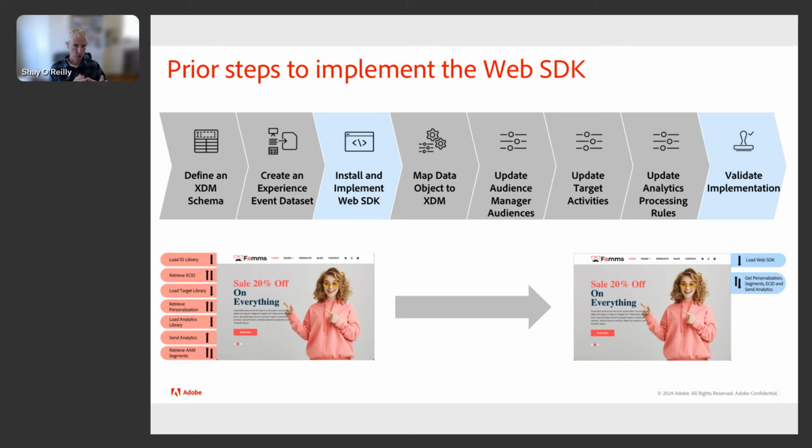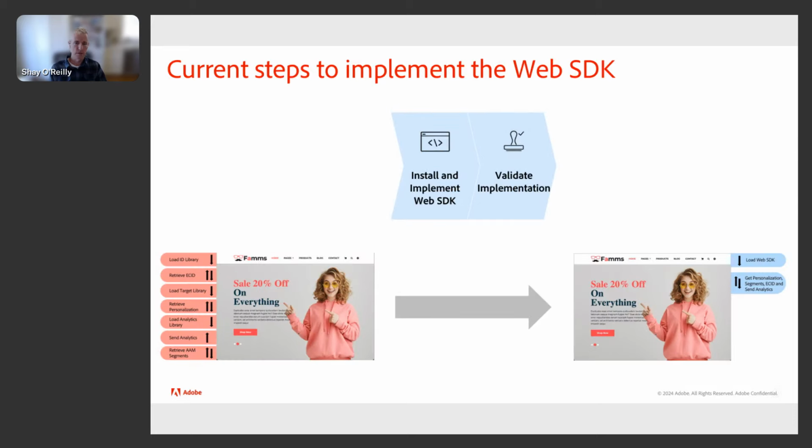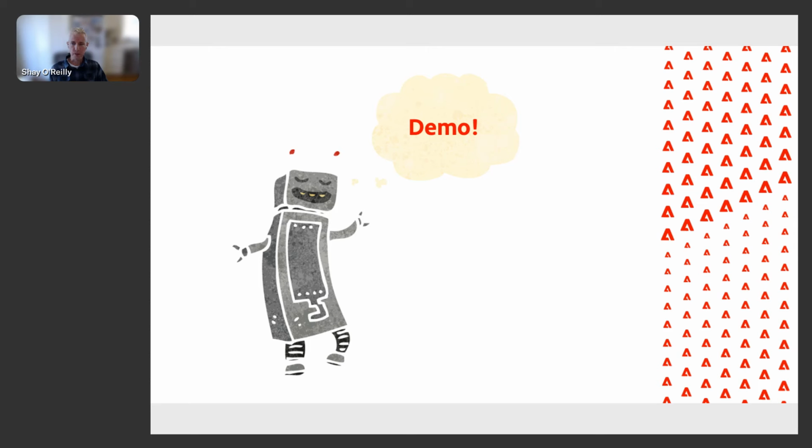And you don't necessarily have to update your analytics processing rules. I've thrown in some steps here for Audience Manager and Target if you're using those. You essentially can compress this down to 2 smaller steps. There's still work, of course, but what we like is that there's a lot less work going on. So that's the high-level picture. Let's look at a demo.